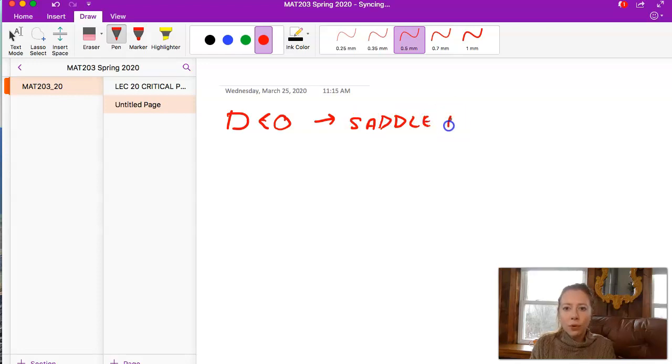And a saddle point is exactly what it sounds like. So think about a saddle, and it kind of goes down or up. It's a little curvy, so it's not going to be a max or min. It's going to be like an inflection point where you're changing slope.